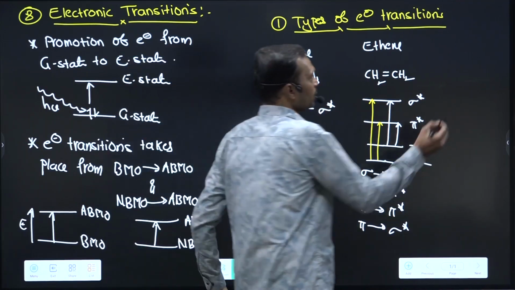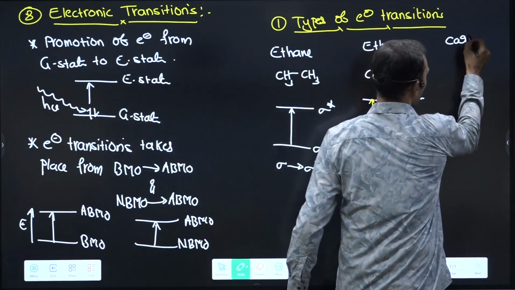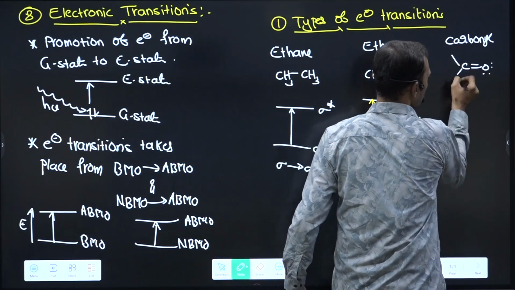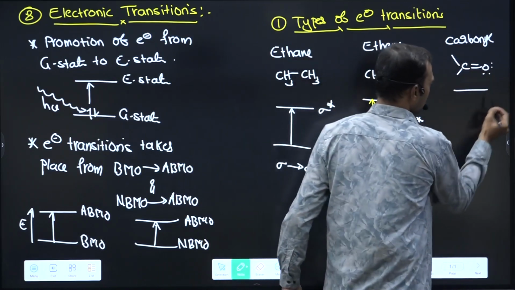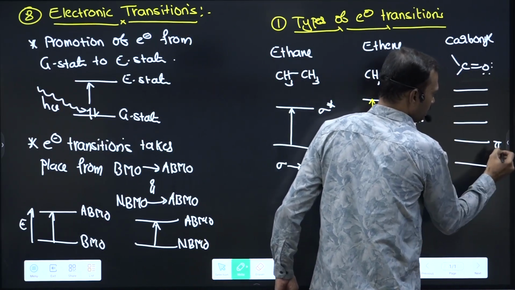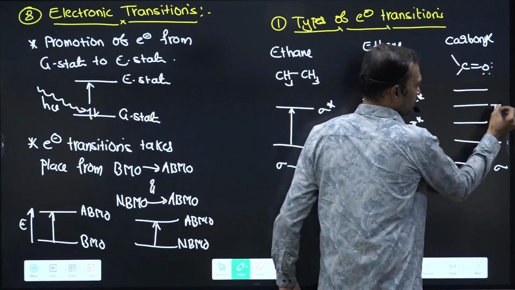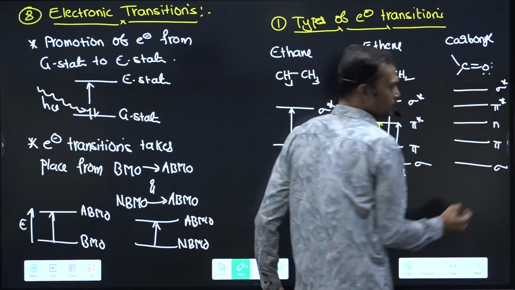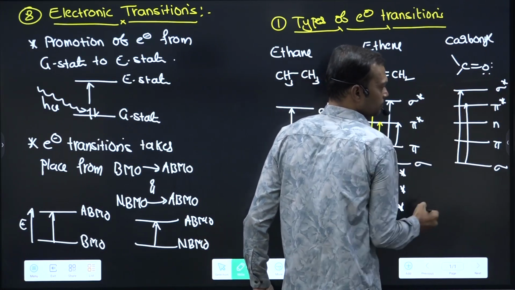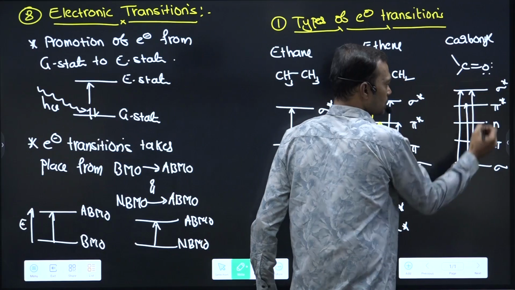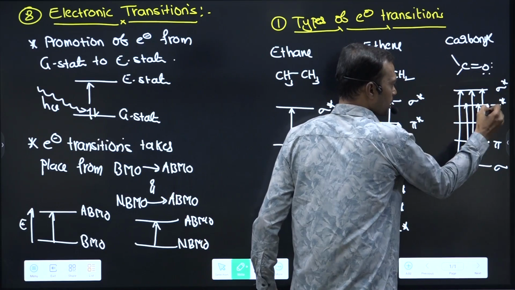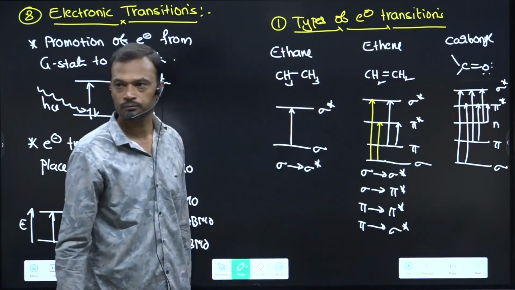Okay, and if I take any carbonyl group, does the carbonyl have a lone pair of electrons or not? See, there is a lone pair of electrons. Now I can write sigma, pi, non-bonding like this, then pi star, and one more, sigma star. Now sigma to sigma star, sigma to pi star, then pi to sigma star, then pi to pi star, n to sigma star, n to pi star. Total how many? 6 are possible.